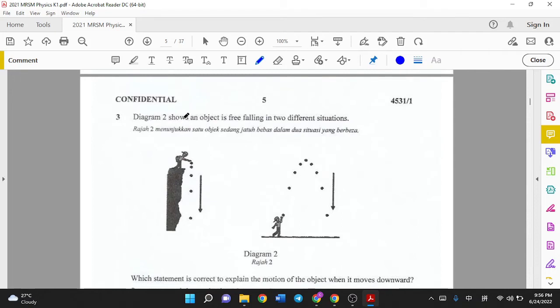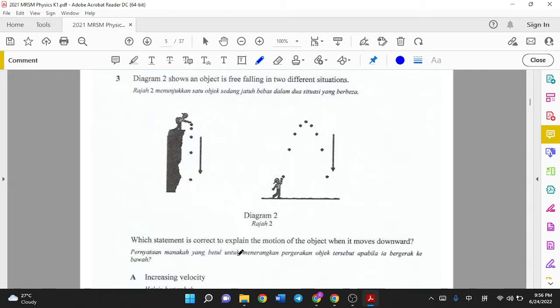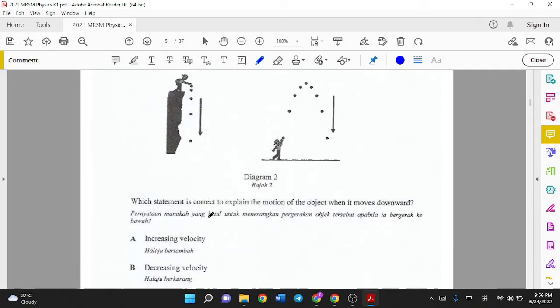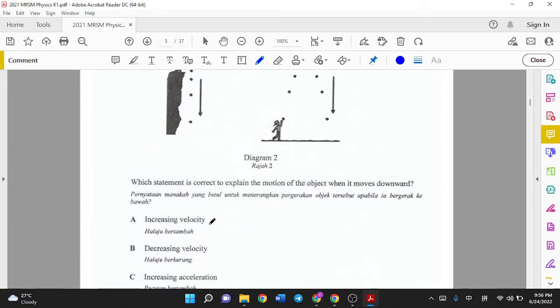Okay, so diagram 2 shows an object is free falling in 2 different situations. Okay, so which statement is correct to explain the motion of the object when it's moving downward? So free falling, which means your object is only subjected to your gravitational acceleration, which means there is no air resistance acting towards your ball when your ball is falling. So the answer is your increasing velocity, yes.